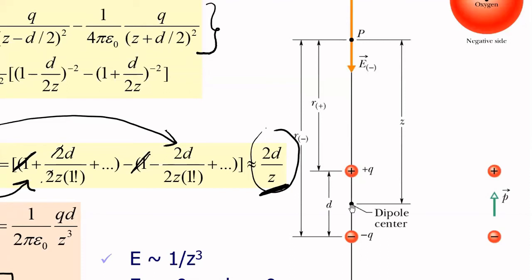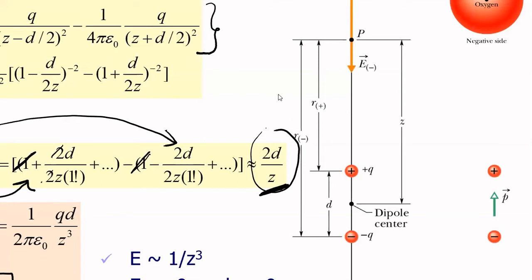Now, how far from the center? This is the center of the dipole. From the center of the dipole, the distance to that point is Z. Are we together? According to the superposition principle, in order to find the electric field at that point due to this configuration of charge, I must add the contribution to the electric field of this charge and the contribution of this charge. I put them together, then I find the net electric field.